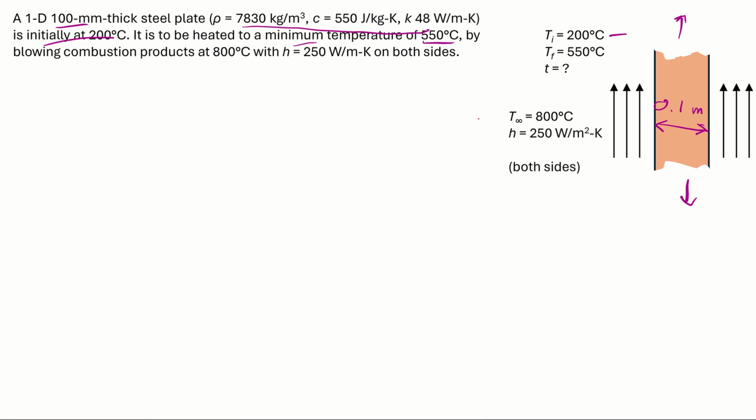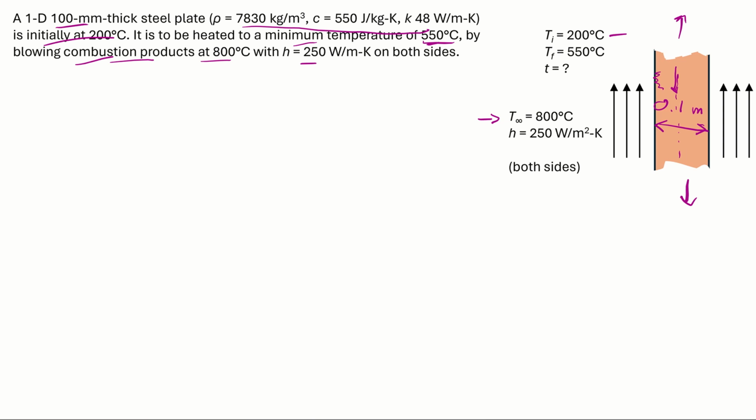So if T infinity, the convection temperature, is 800, we expect the thing to heat up and the minimum temperature to be along the center line. So if the temperature at the center line reaches 550, then this would be the minimum. There are combustion product gases blowing with a heat transfer coefficient of 250 and an 800 Celsius temperature. So what is the time?